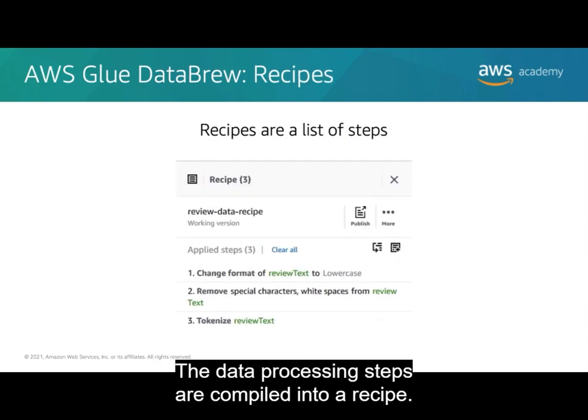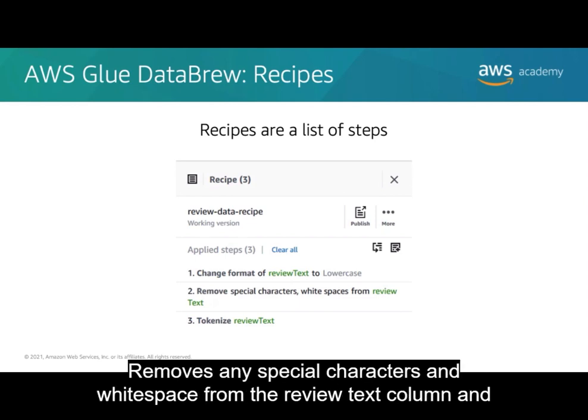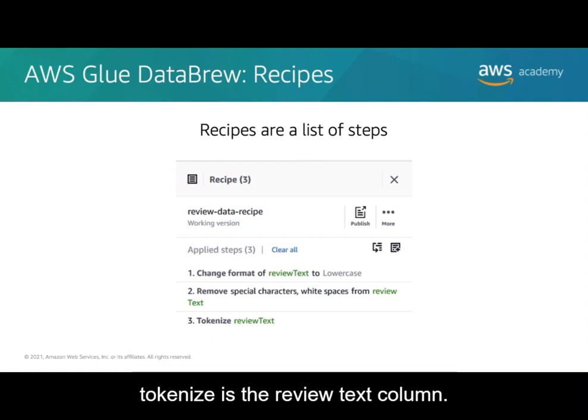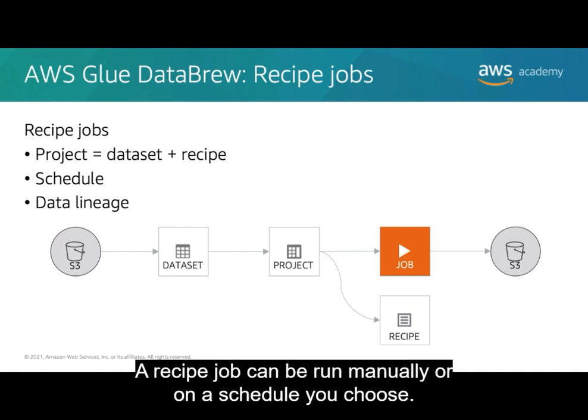The data processing steps are compiled into a recipe. The example recipe changes the text in the review text column to lowercase, removes any special characters and white space from the review text column, and tokenizes the review text column. You can create a recipe job from a recipe. A recipe job can be run manually or on a schedule you choose.